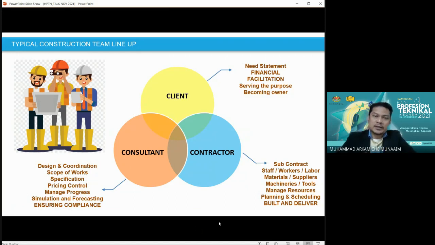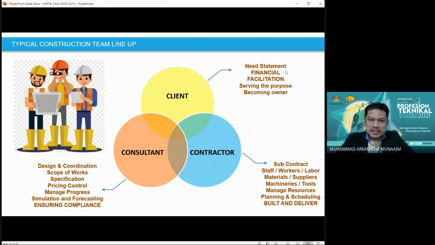The client will prepare the statement of the project. They will prepare what they need, how they need it, and what feasibility studies have been conducted by the client to start off the project. So they will determine, identify, and describe their needs. The needs from the client will be picked up by our consultant to do their design and coordination works, and specify the scope of work as well as the specification of works.